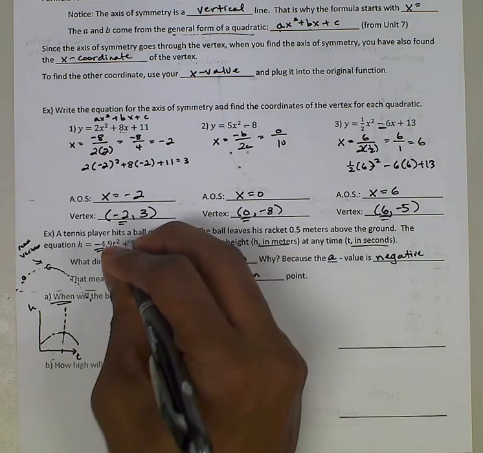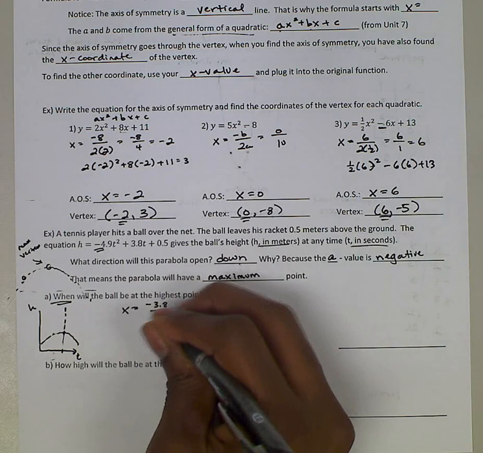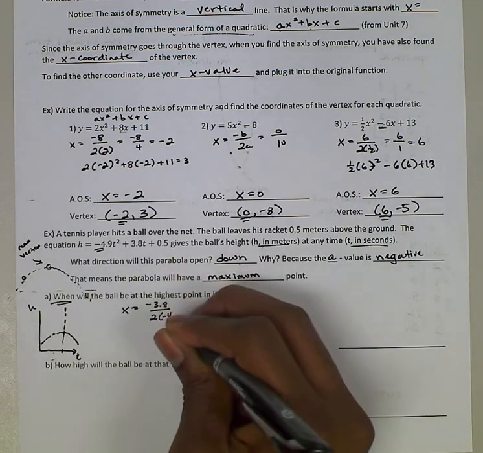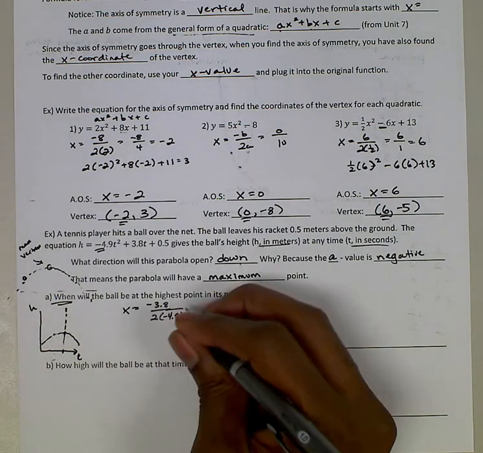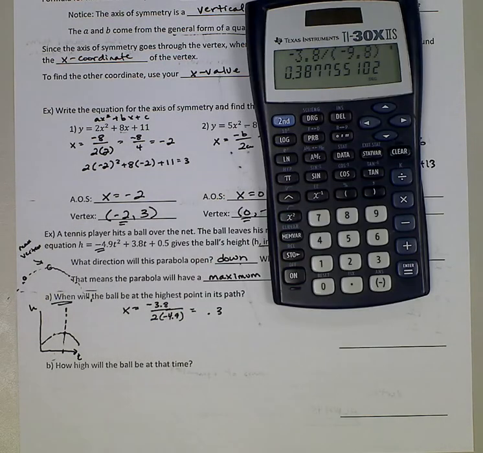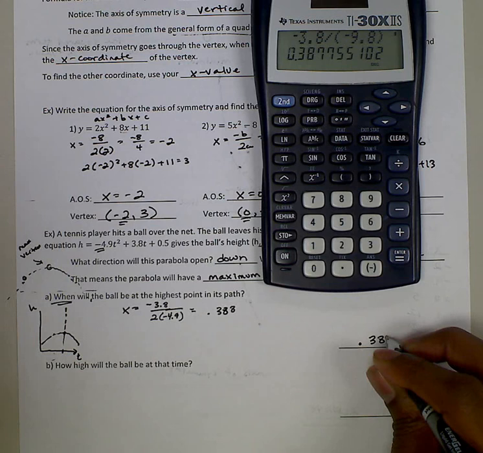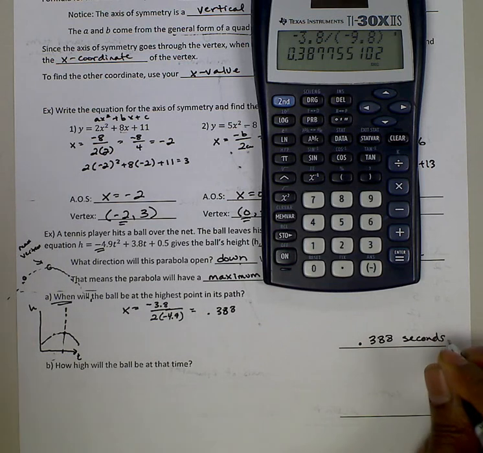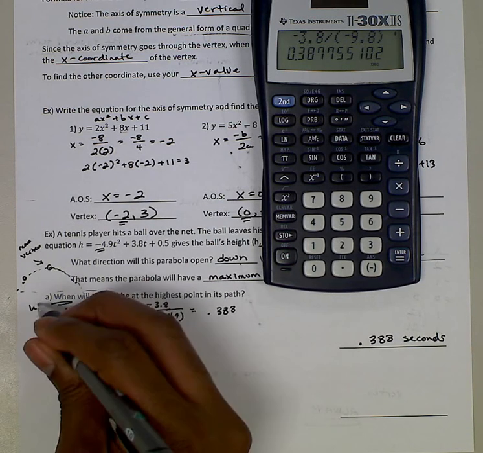So let's do that. We have x equals opposite b, so negative 3.8 over 2 times negative 4.9. Negative 3.8 divided by negative 9.8. That's what you'll get with 2 times 4.9. And that equals 0.388 seconds. Always important to remember what you're measuring. T is in seconds. H is in meters.